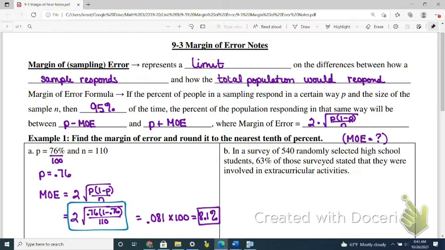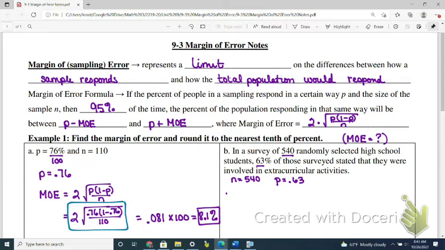So let's look at B. In a survey of 540 randomly selected high school students, so that means my N is 540, 63% of those surveyed said they were involved in extracurricular activities. So the question they had was, are you involved with extracurriculars or not? Remember, there's no middle ground. It's either a yes or a no. So my P in this case is 0.63.